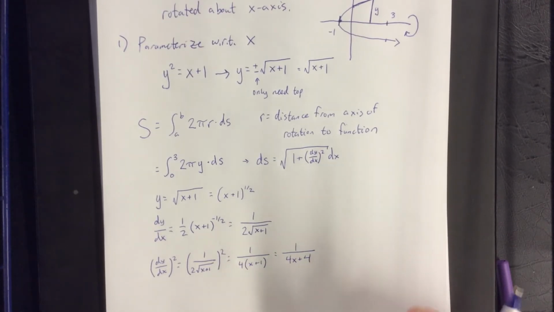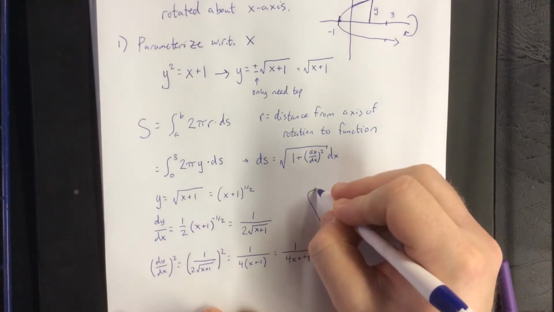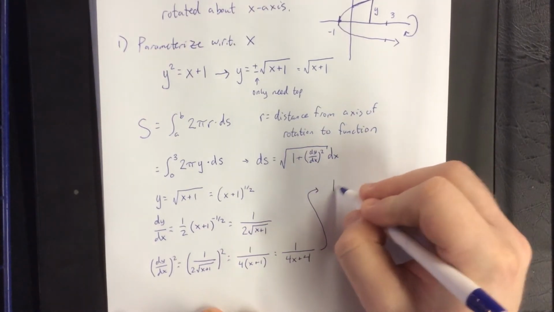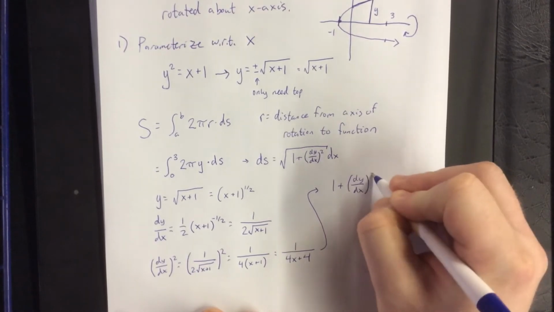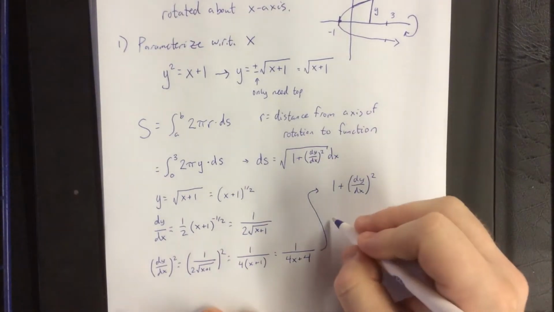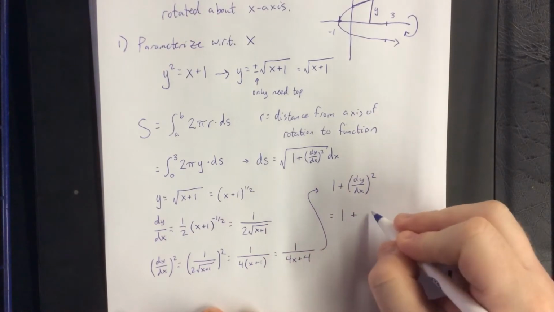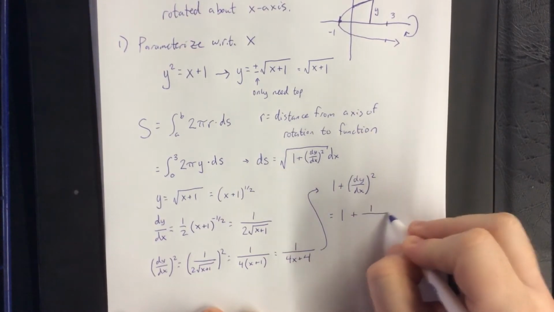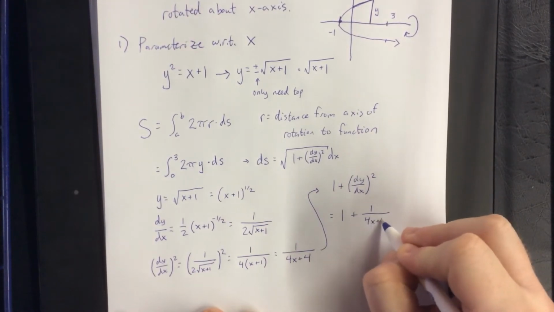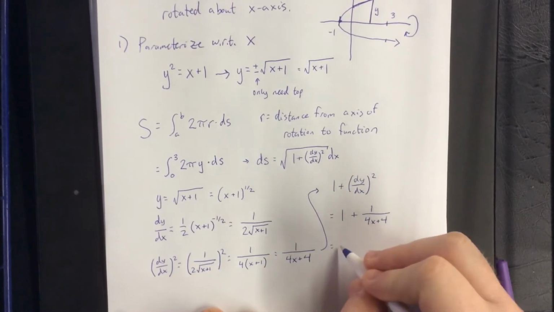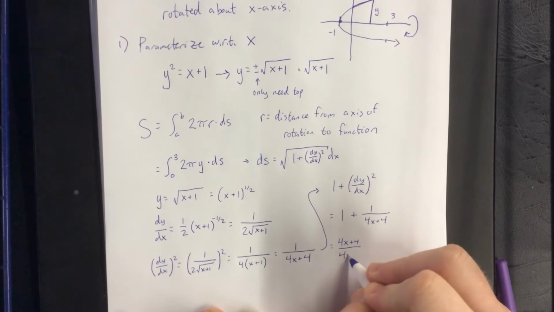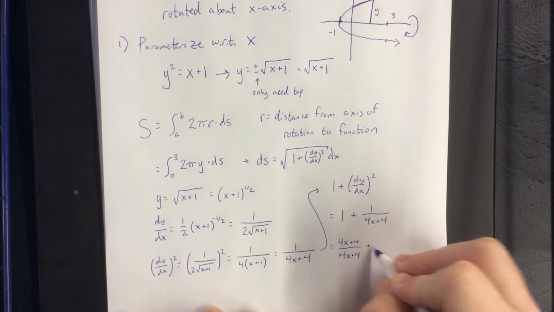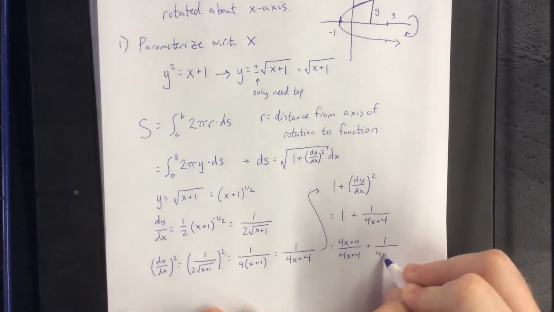Next thing I'd like to do is add 1 to this. We'll say 1 plus dy over dx quantity squared. This will be equal to 1 plus 1 over 4x plus 4. Getting a common denominator for these, we can call this 4x plus 4 over 4x plus 4 plus 1 over 4x plus 4.